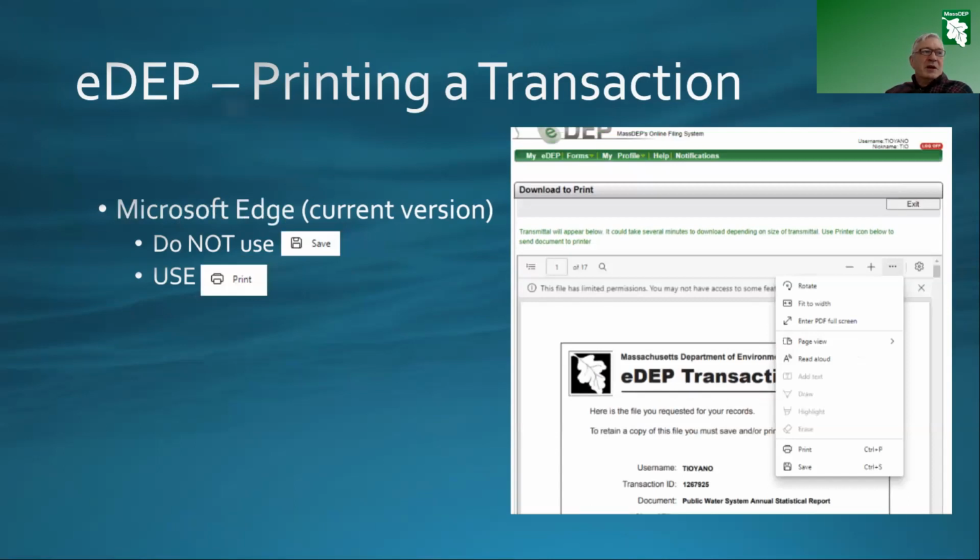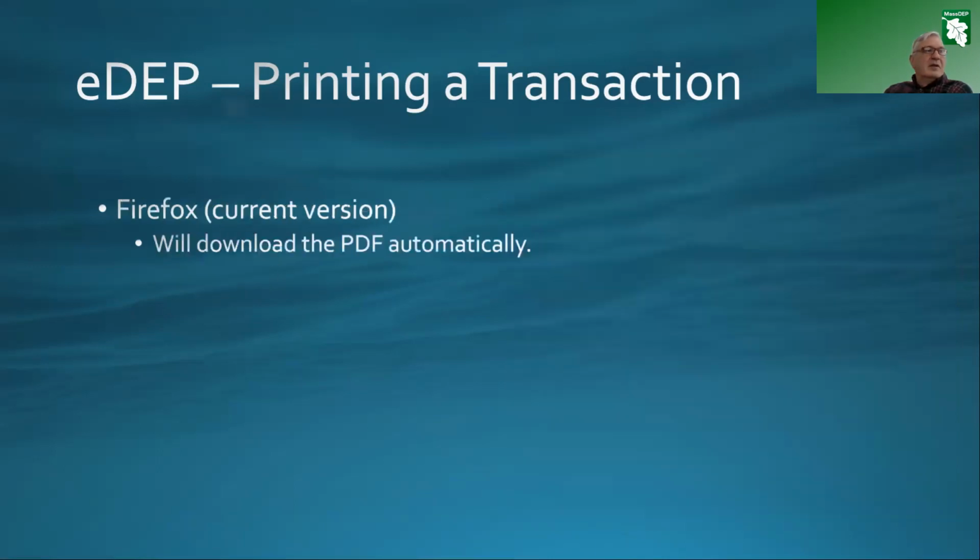If you are using Microsoft Edge, you do not want to save this. You want to use the print button. And if you do use the print button, it will allow you to actually print it or save it once the print feature opens. If you're using Firefox, the browser will automatically download the PDF.